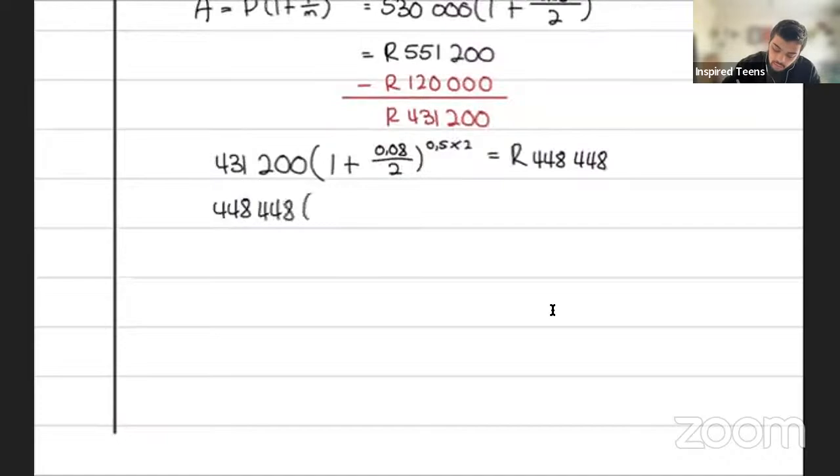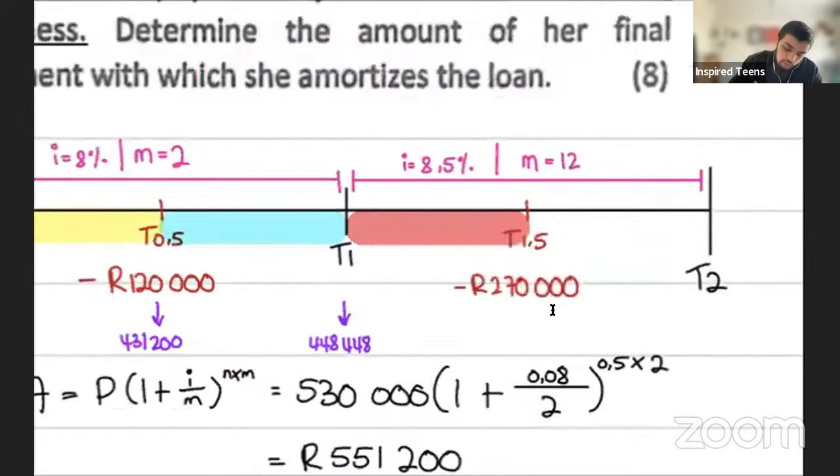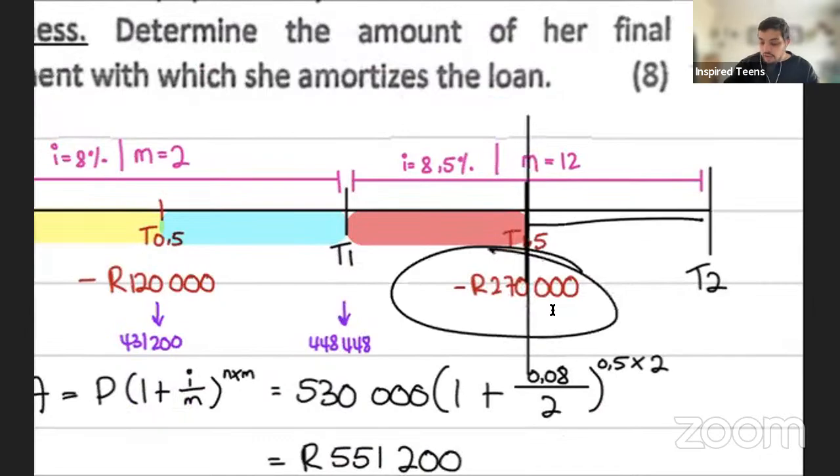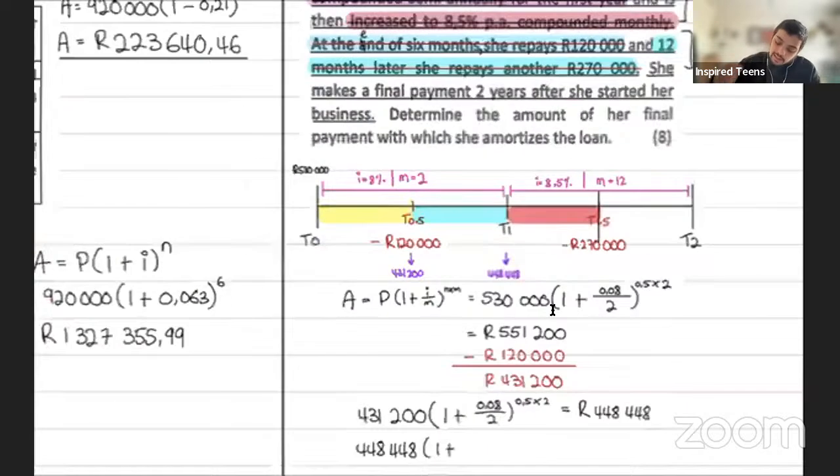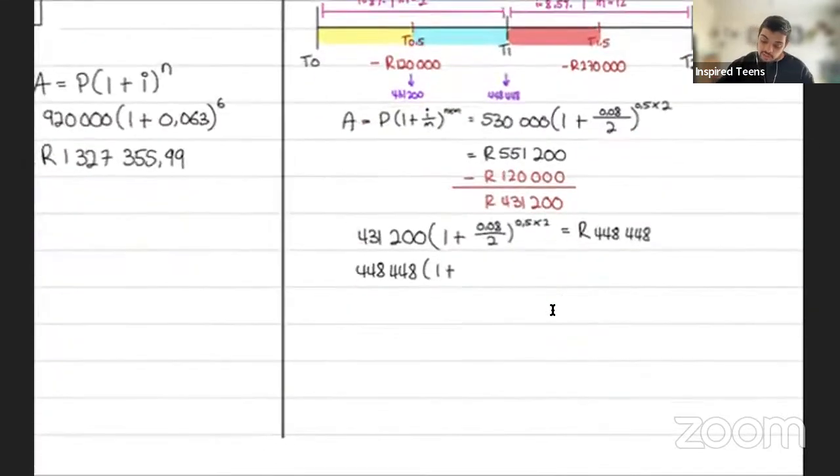So 448, 1 plus, the interest rate has now changed. It's no longer 8%, it's now 8.5%, and it's compounded monthly. But we still go for 6 months. We don't go till the end of the year because we want to stop at that change. This is where the change was made. So we grow it until a change was made, make that change at that point, and continue growing it until the next change is made.